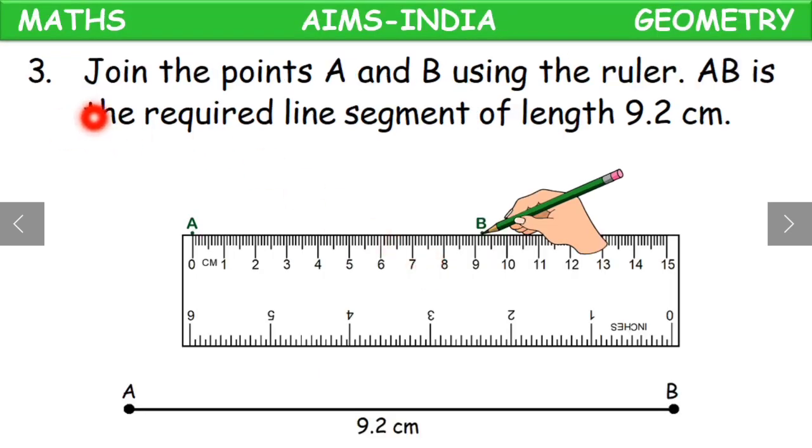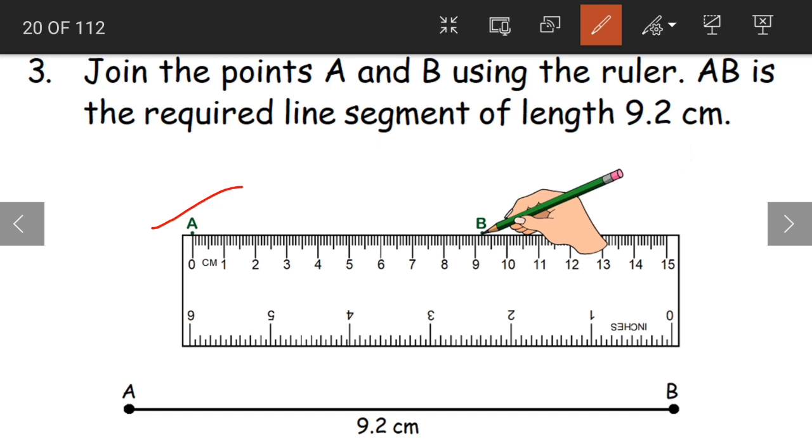Now step 3. Join the points A and B using the ruler. AB is the required line segment of length 9.2 centimeters. Now we have both the endpoints. The only step remaining is to join these two points using the ruler itself. Why are we using the ruler? Because we get a straight line when we use the ruler. Yes or no? So we'll join point A and point B.